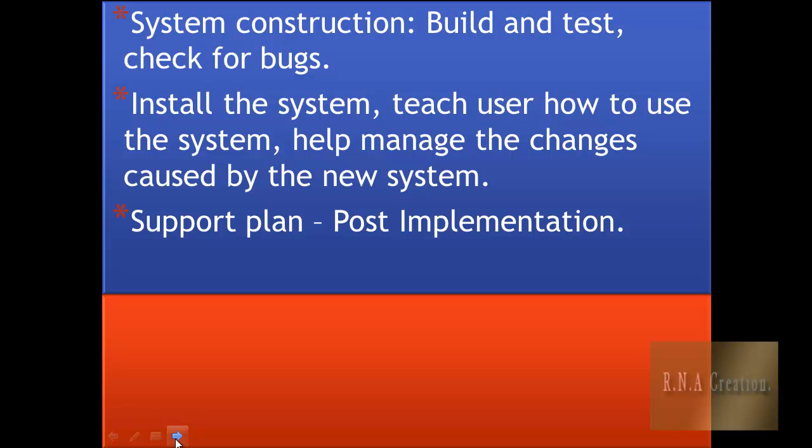System construction is coding and doing everything, and ultimately building and testing. What is testing? There are different types of testing, of course. You are testing the system, and first you check for bugs. A bug is a problem like the system not performing exactly as it should, giving you some errors, or not giving the right output of the reports. All those things come under bugs.